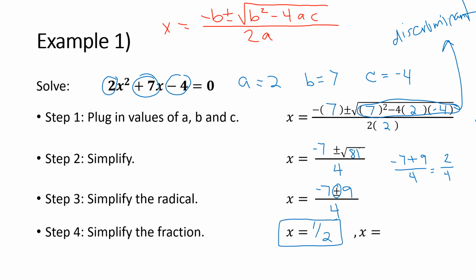Now we're going to go back and do the minus. -7 minus 9 divided by 4. That would be -16 divided by 4, which is -4. That's my second solution. So just like the other examples we've seen, we end up with 2 answers here. The reason why we end up with 2 answers is because when you take the square root of 81, it could be +9 or -9. That's the reason why the formula has the plus or minus.